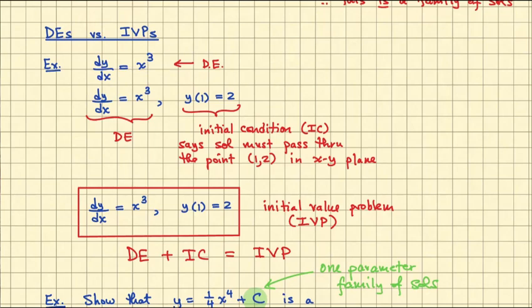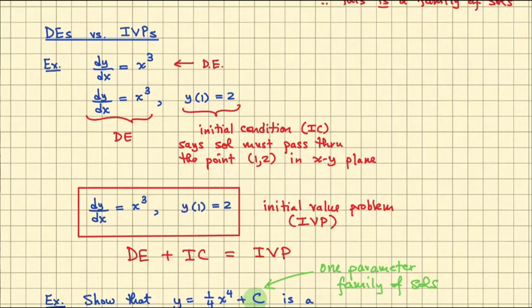But we could ask this a different way. We could say, what if I had the differential equation dy/dx equals x cubed, but I also wanted to know not just what y satisfies this, I also want to put on the constraint that y of 1 is 2. This is called an initial condition.